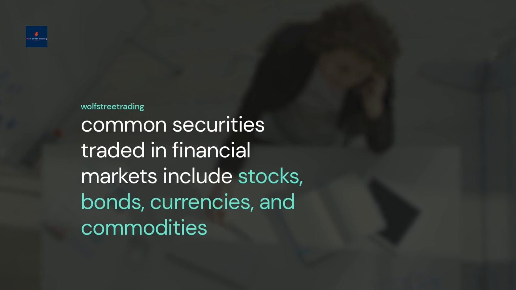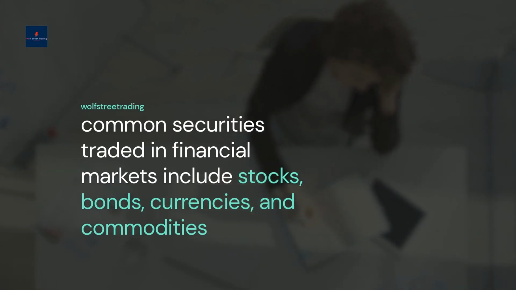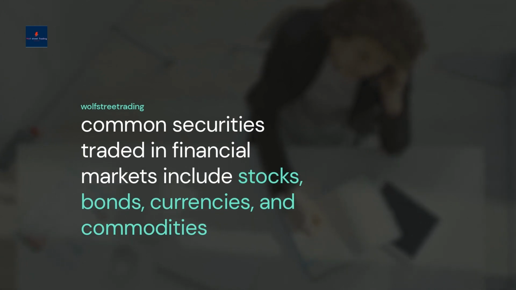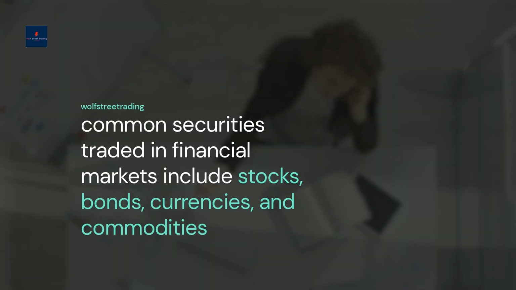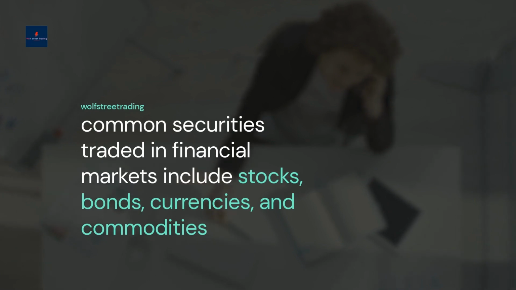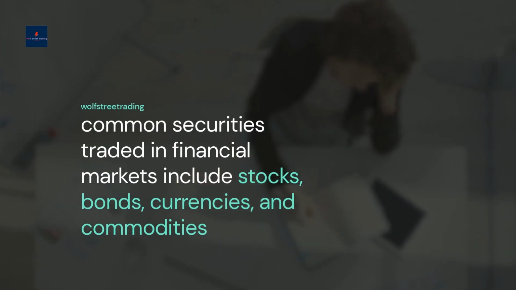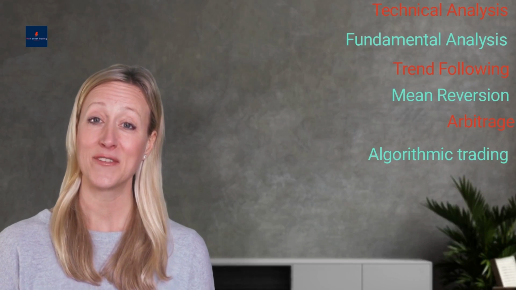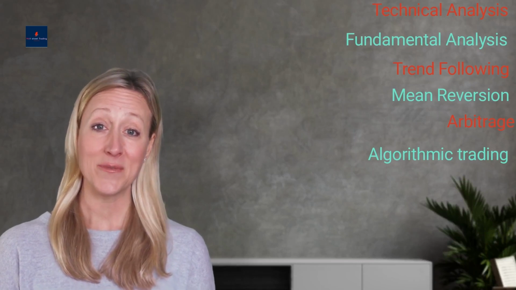In addition to these common securities, there are also other types of securities that can be traded in financial markets, such as real estate investment trusts, REITs, and exchange-traded funds, ETFs. It's important to note that the securities in these markets have different characteristics and are affected by different factors, so they may have different risks and returns. Therefore, traders should have a good understanding of the market they are trading in and the securities they are trading before making any trades.